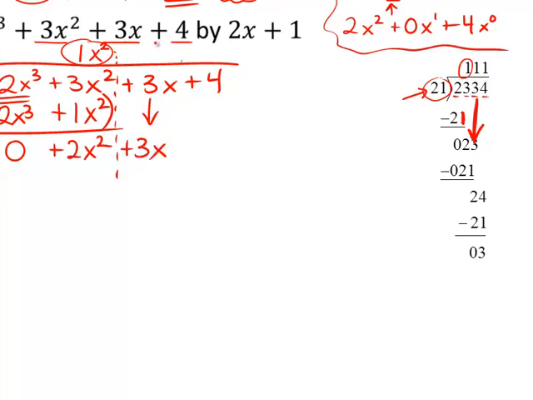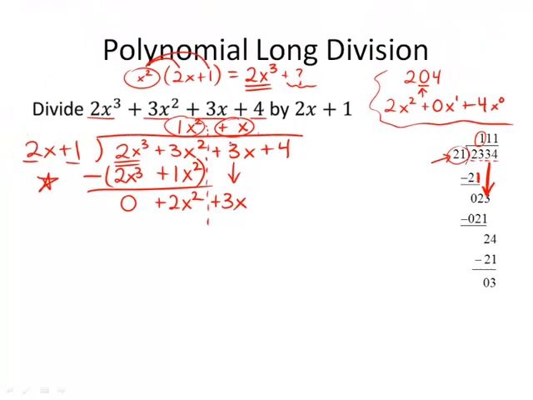So now we're looking for something that multiplies by 2x to give you 2x squared. Well, all that's missing there is a positive x. Positive 1x, you could say. You don't need to write the 1. 1x times 2x gives us 2x squared. 1x times 1 gives us positive 1x.